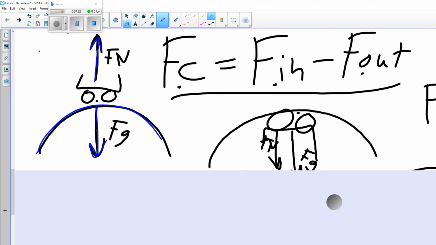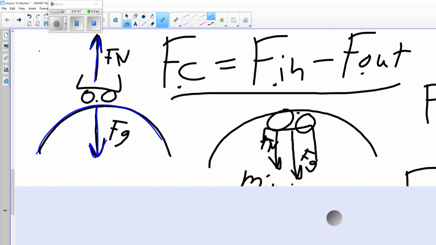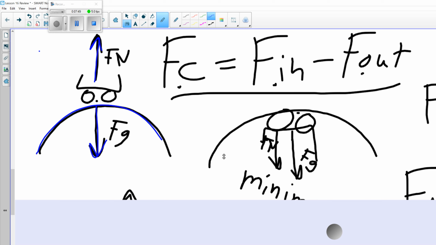Okay. So, things to remember about this part of the circle is that Fn is always going to be smaller than, or maybe equal to, Fg, but I can't think of a situation where they'd be equal other than you're not moving, which is not really a vertical circle anymore. So in all the situations we're going to deal with, Fn is either going to be smaller than Fg or 0.